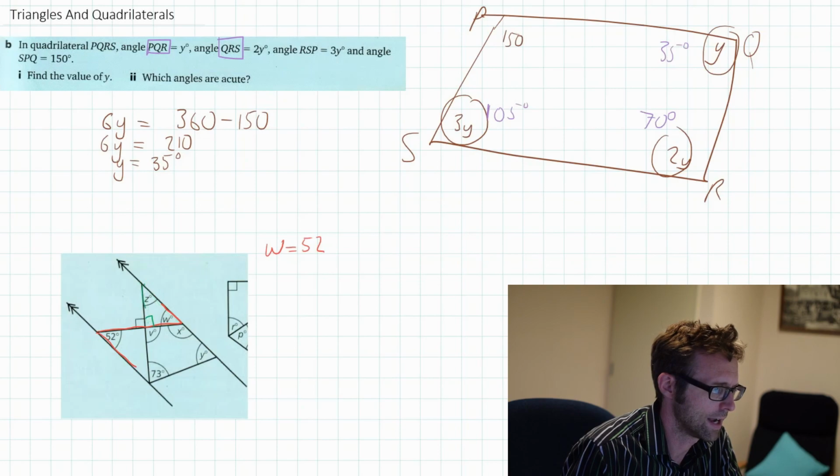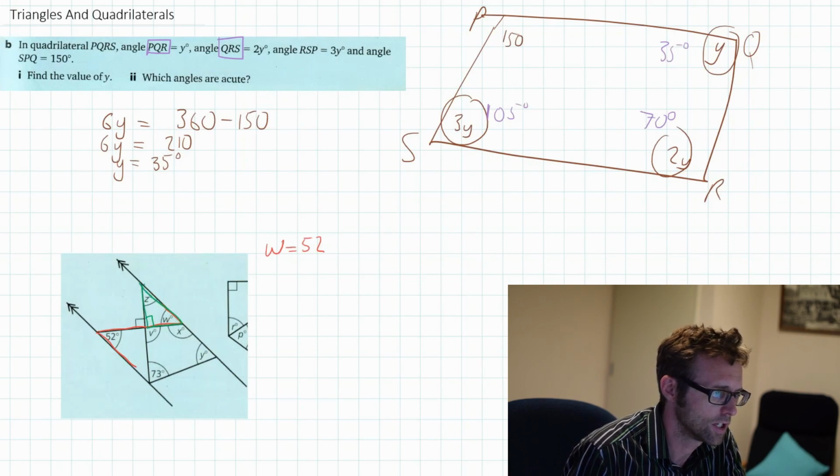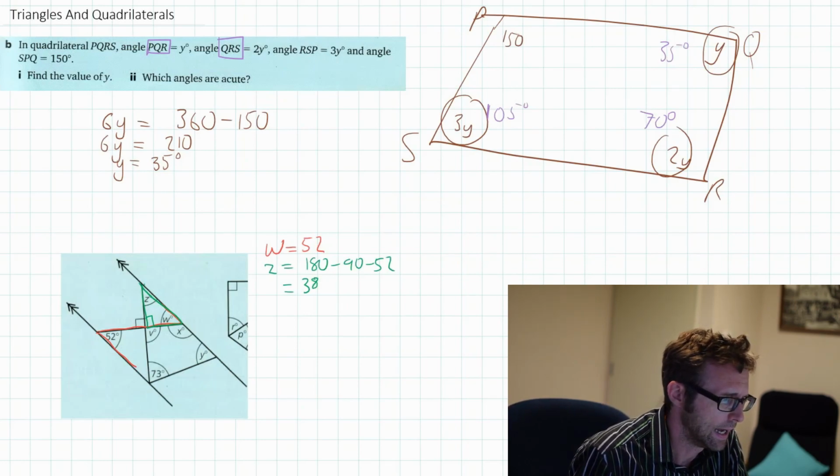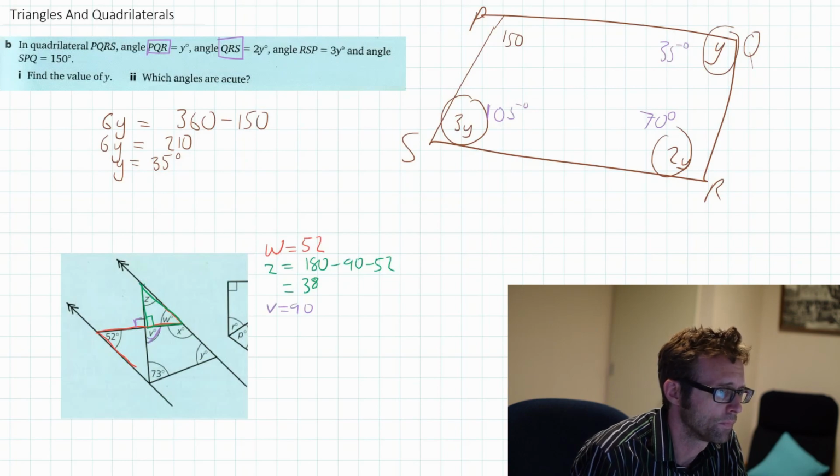So in the triangle, Z is going to be equal to 180 minus 90 minus 52, and therefore Z is going to be 38. Okay, cool. Now we know Z, what else can we find? Oh, we know V is equal to 90, because I've got a vertically opposite angle here, in the purple, so that's V. Okay, let's try another one.